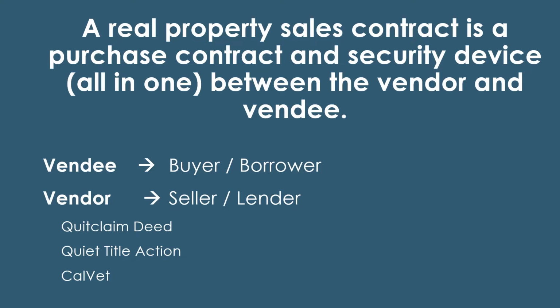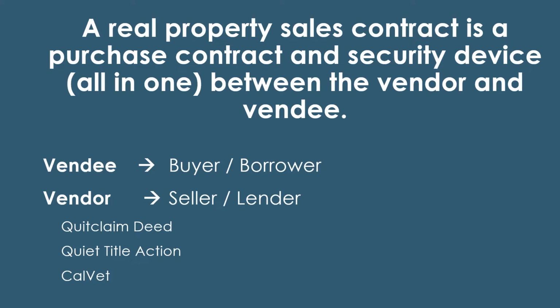This is the person who's buying the property and borrowing the money directly from the seller. The vendor is the seller who's the lender. The vendor keeps the legal title to the property and loans the money to the vendee. So the vendee, the buyer-borrower, has what we call equitable title, which is merely possession of the property. And the vendor, the seller and lender, has the legal title to it.